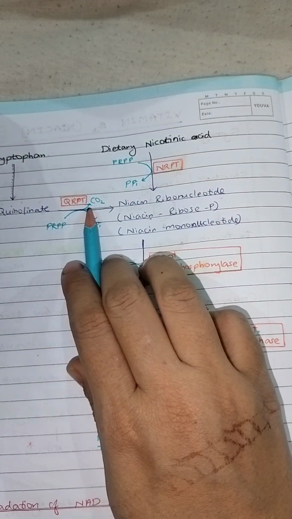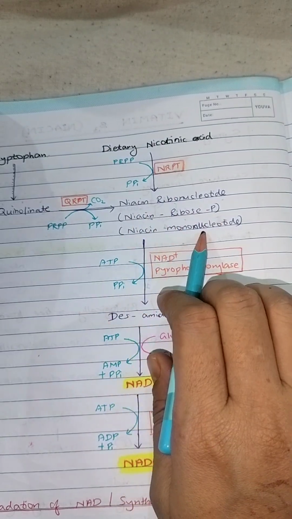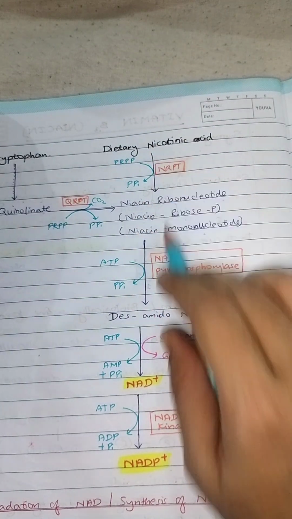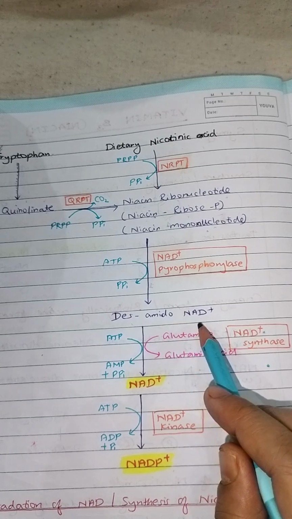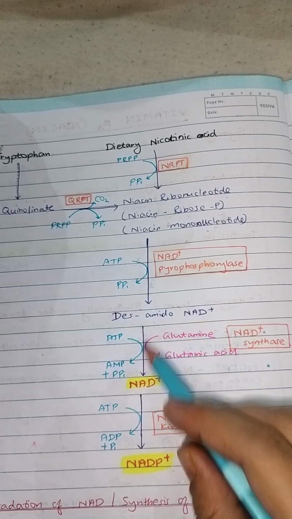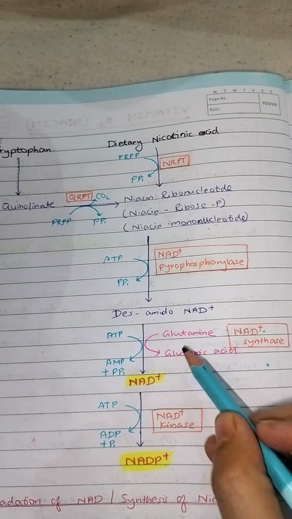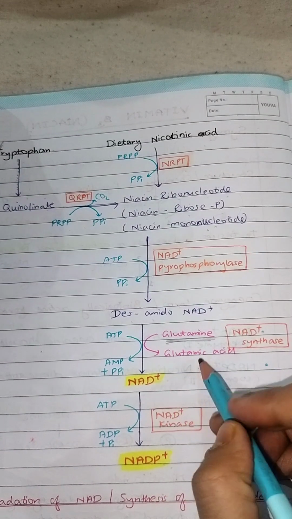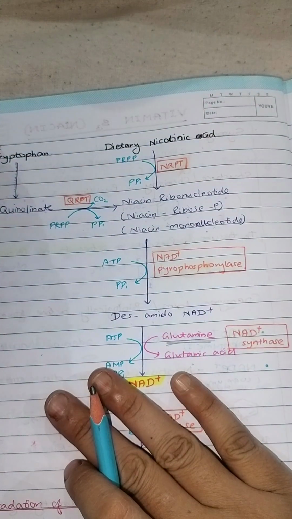One carbon dioxide is released here. The other name is niacin ribose phosphate or niacin mononucleotide. So tryptophan and dietary nicotinic acid form this particular structure, then form deamido NAD plus, then it forms NAD plus. From NAD plus, NADP plus is formed. One thing, glutamine is required here, glutamine to glutamic acid, not very much required.